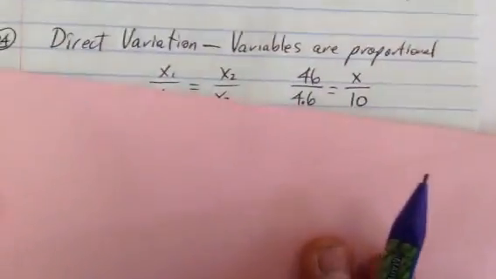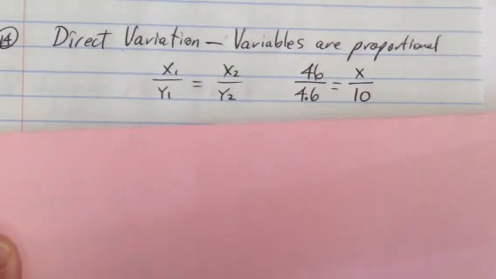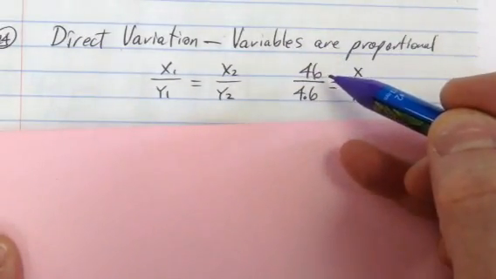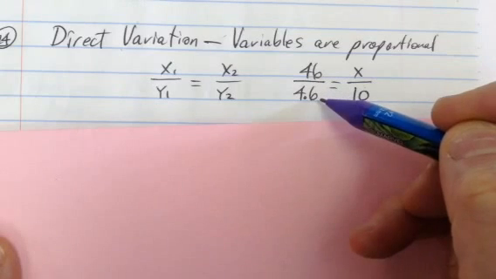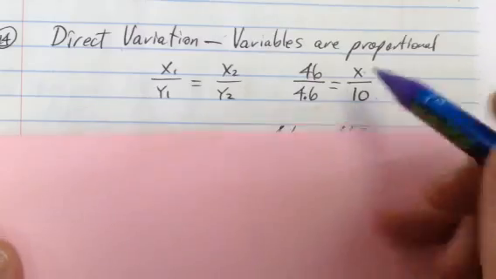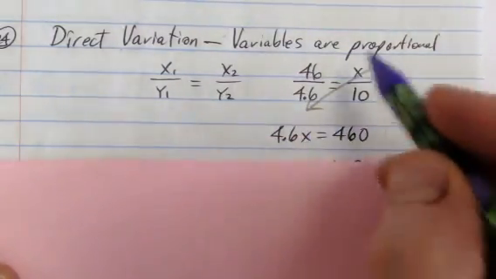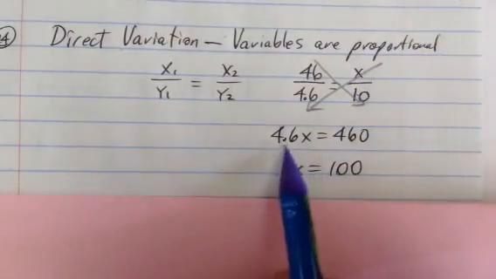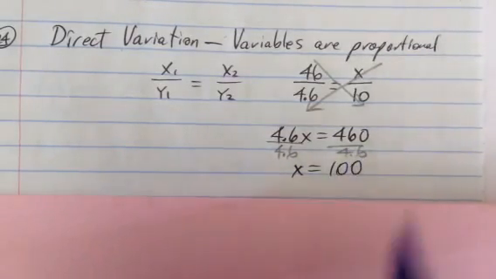Number 14, a direct variation problem. Anytime you have a direct variation, the variables are proportional. So as we take a look at this, we have a 46-pound weight that stretches the spring 4.6 inches. And so how many pounds does it take to stretch 10 inches? What we'll do is we'll cross multiply. We'll multiply that way and get 4.6x. We'll multiply the other way and get 460. Divide both sides by 4.6. And you use your calculator to get an answer of 100.